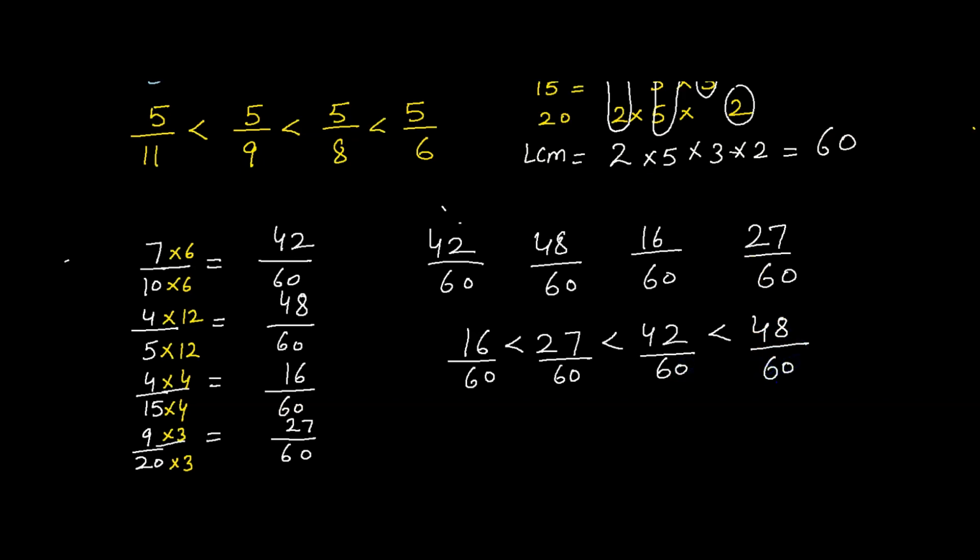Now let's write down the original fractions accordingly. So 16 out of 60, for that we have 4/15 as the original fraction. Then 9/20 is the original fraction of 27/60, and 7/10 is the original fraction of 42/60, and 4/5 is the original fraction of 48/60. So this is how we order unlike fractions.